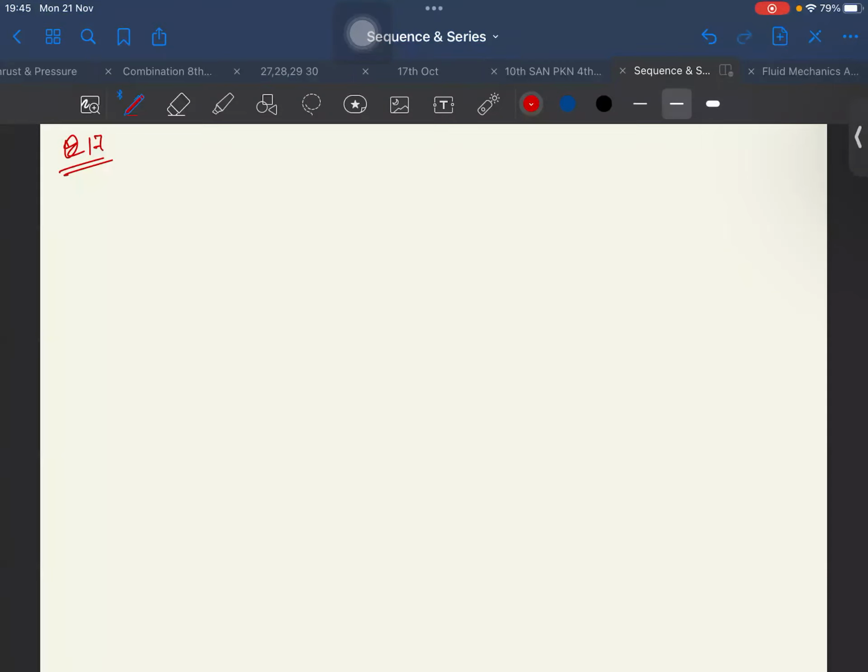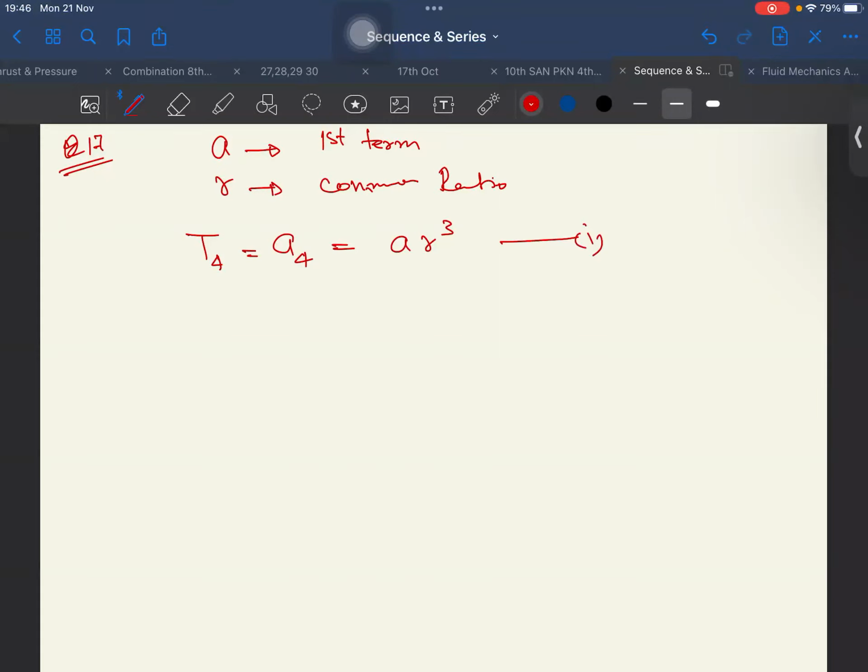Okay, so let A be the first term and r the common ratio, obviously. So with this, what can we write? The fourth term is given. So T4 or A4 is equal to a r cube, let's say x. The 10th term is also given, or A10 you can say, a r to the power 9. What else is given? 16th.